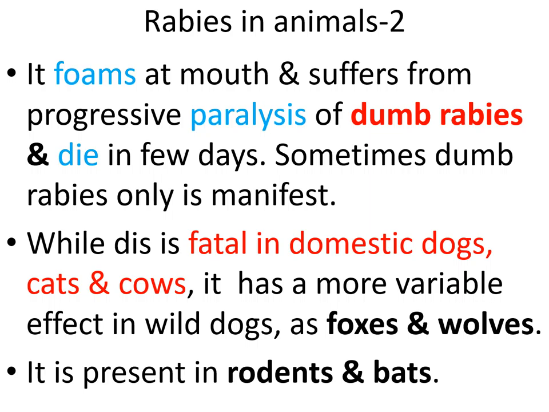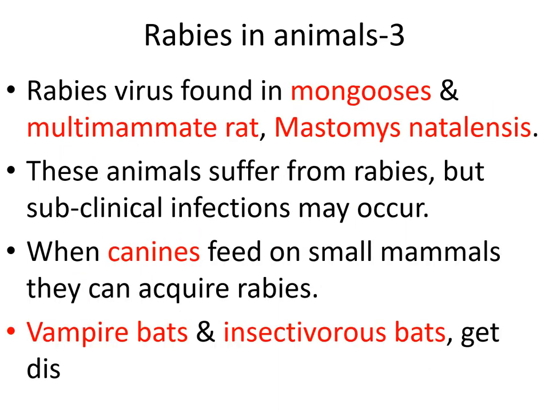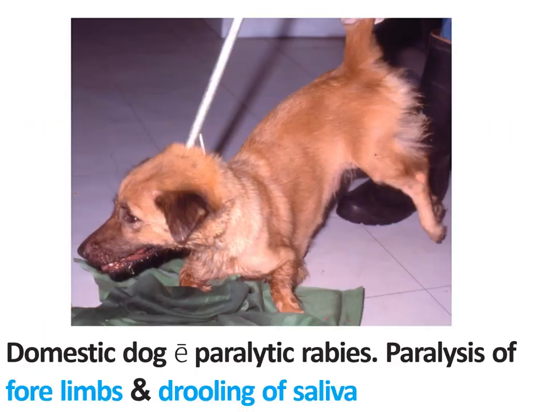While the disease is fatal in domestic dogs, cats and cows, it has a more variable effect in wild dogs such as foxes and wolves. It is present in rodents and bats. Rabies virus is found in mongooses, multimammate rat, Mastomys natalensis. These animals suffer from rabies, but subclinical infections may occur. When canines feed on small mammals, they can acquire rabies. Vampire bats and insectivorous bats get the disease.